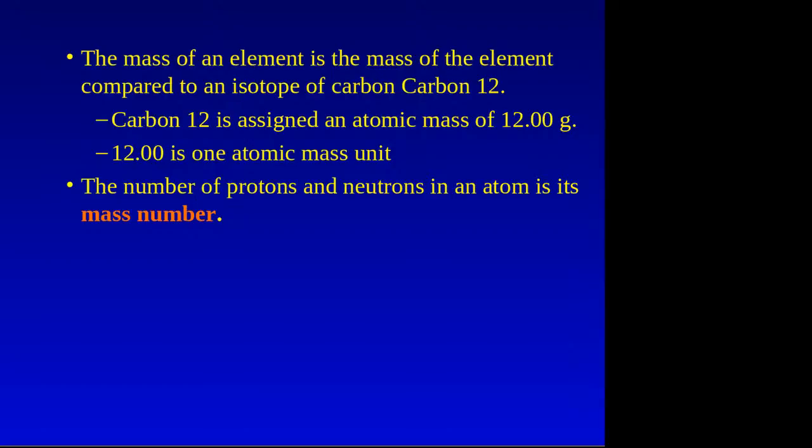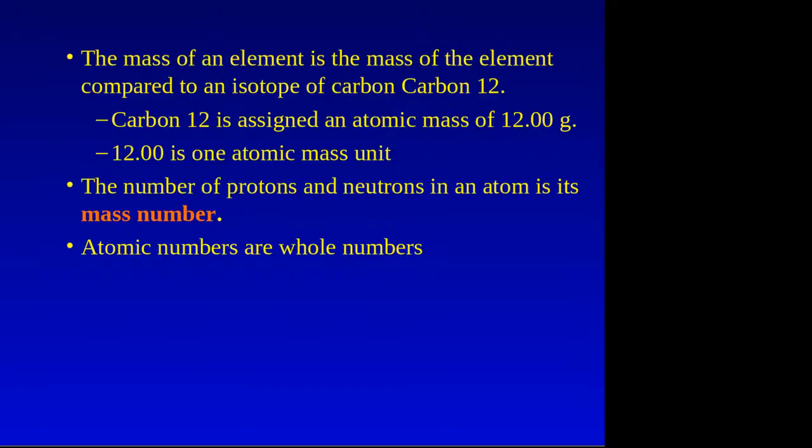The number of protons and neutrons that make up an atom determine its mass number. And the reason for this is electrons are so light that they don't really affect what we can measure. They are whole numbers. We don't use fractions or decimals for the mass numbers.